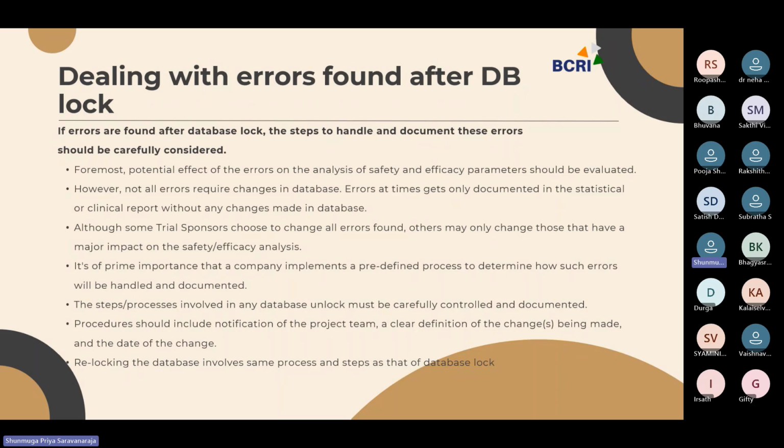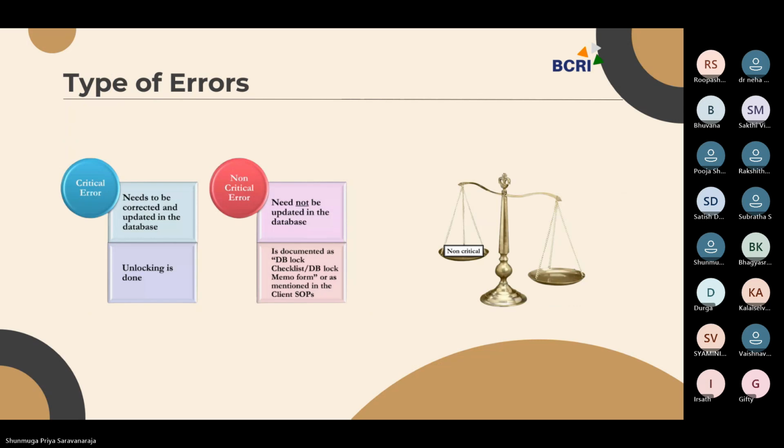The procedure should include notification of the project team, with a clear definition of the changes being made and the date on which the change happens. Then the relocking of the database involves the same process as we did for the DB closure activities. So after that, I need to have the database lock done again.